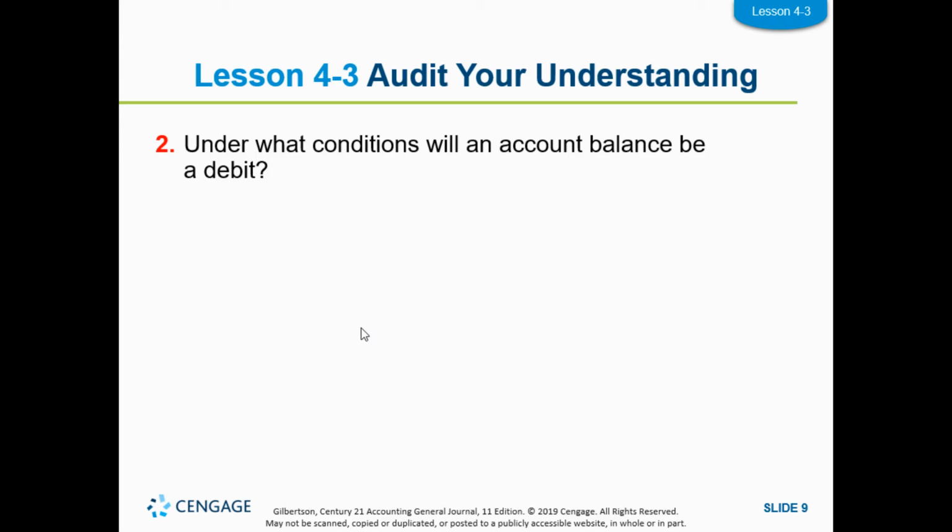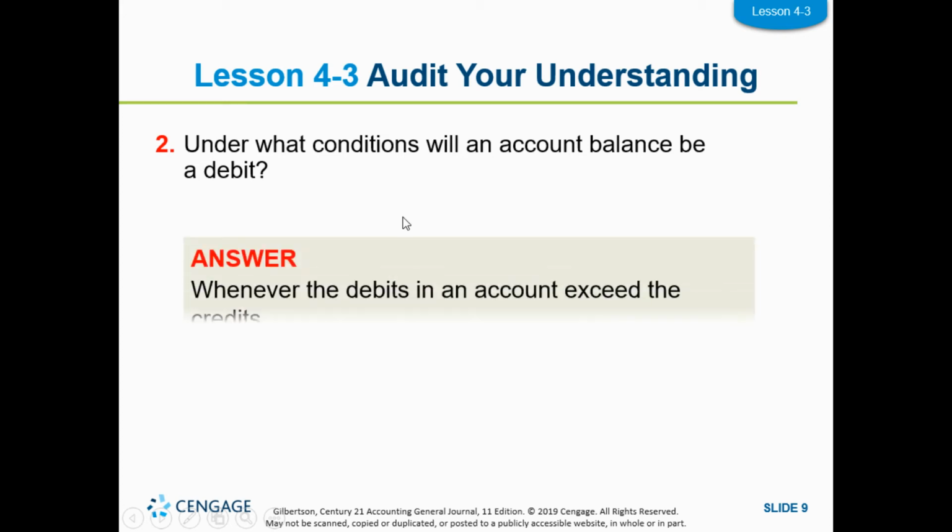Well, I would say that when the previous debit balance exceeds whatever credit entry we make in that account, assuming we're talking about a normal balance, whenever the debits in an account exceed the credits, you're going to have an account balance of a debit. And if you want your assets to have a positive debit balance, right? If you end up with a credit balance in cash, you got problems.